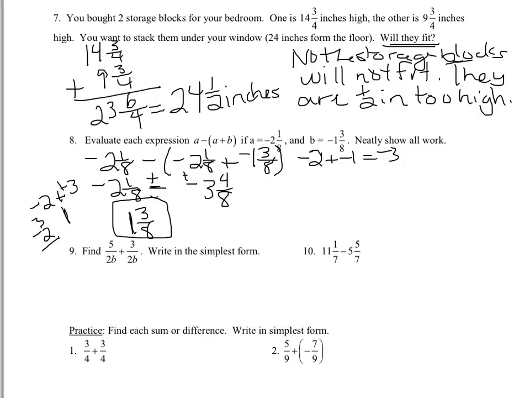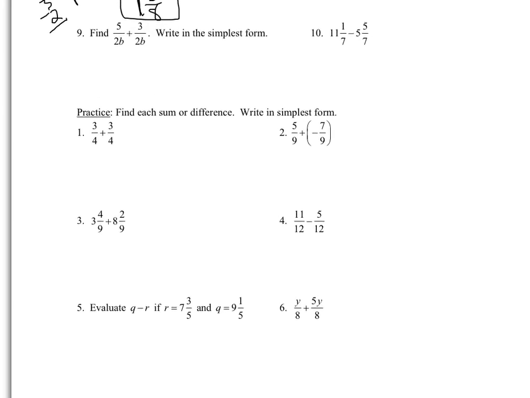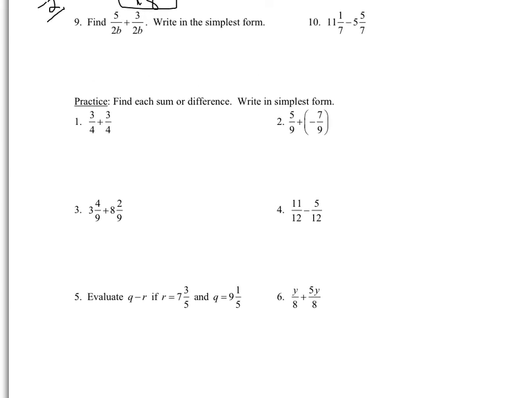Okay. Let me move this up so we can go to another example. Okay, here, number 9, it says find 5/2b plus 3/2b and write in simplest form. Well, again, the same concept applies.